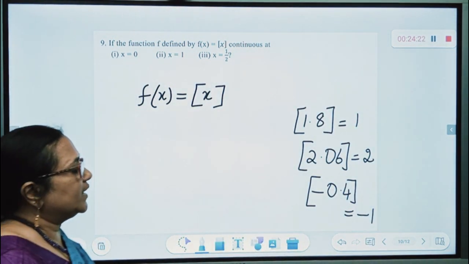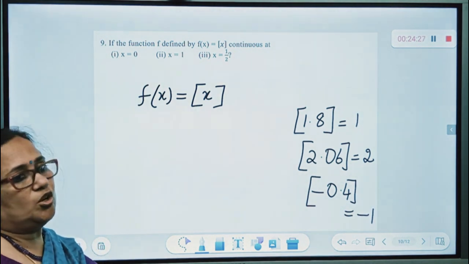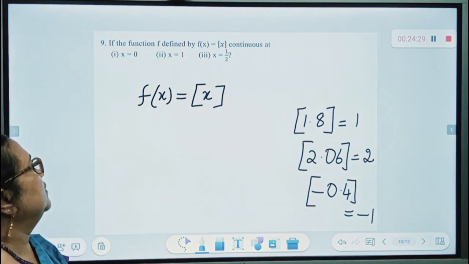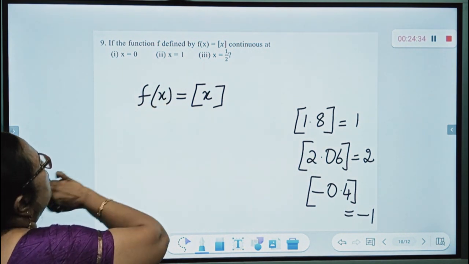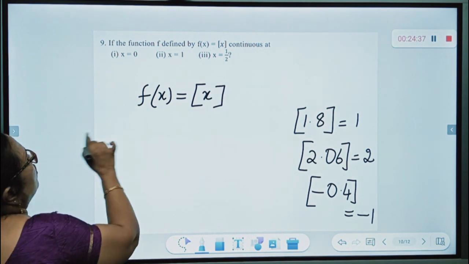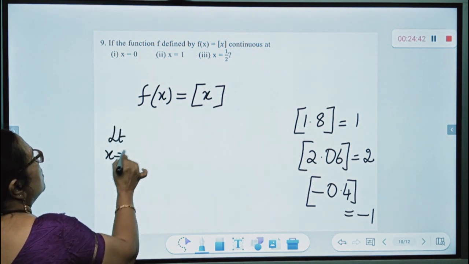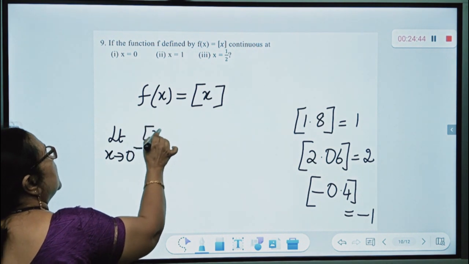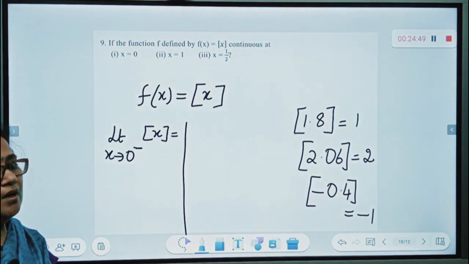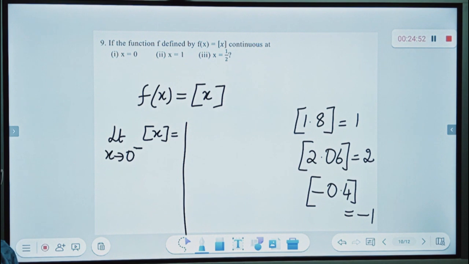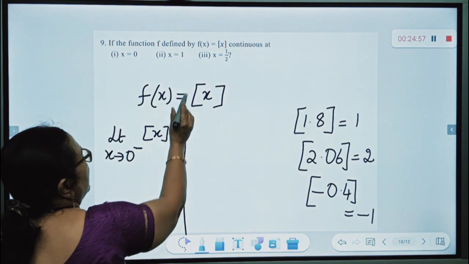So what does it do? It truncates the decimal part and gives the greatest integer, the largest integer which is less than or equal to the given number. Now we want to see whether it is continuous at x equal to 0, x equal to 1 and x equal to half. So 0 is an integer. So what will be limit x tends to 0 minus of square bracket x? 0 minus means, say, minus 0.86. For example, if I apply the greatest integer function, I will get minus 1.